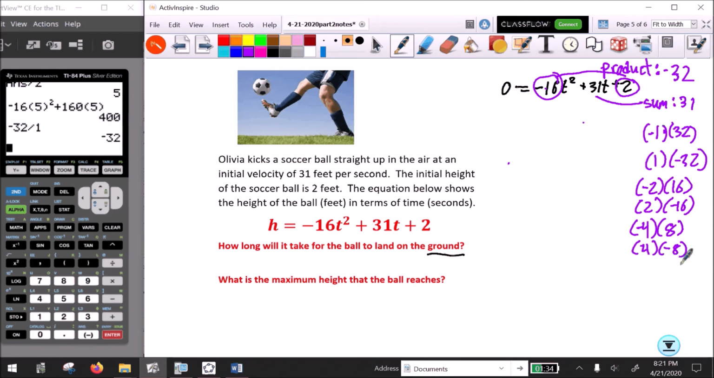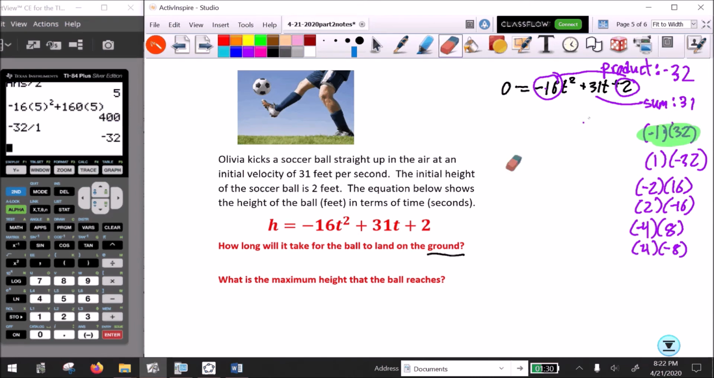5 goes into, no, it doesn't go into 32 evenly. Does 6 go into 32? No, we don't even have to check past 5 because the square root of 32 is 5 point something. So we've actually checked all we need to check. So look among these factor pairs. Do any of these add up to positive 31? The first one we tried, luckily.